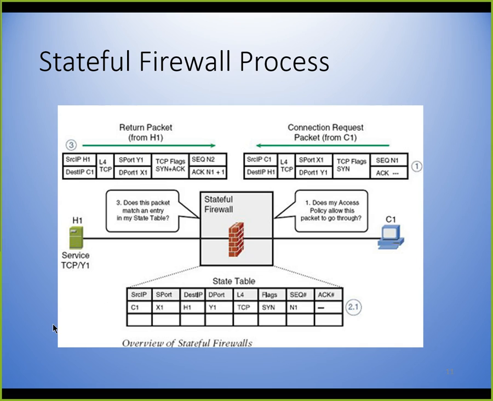Much better. This is a stateful firewall process that we talked about, and this one goes from right to left. I usually draw things from left to right, but a connection request goes to the stateful firewall. Does my access policy allow this packet to go through? And the answer is yes. So it goes out to a service out here.